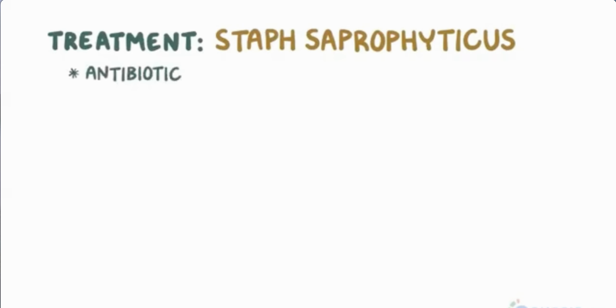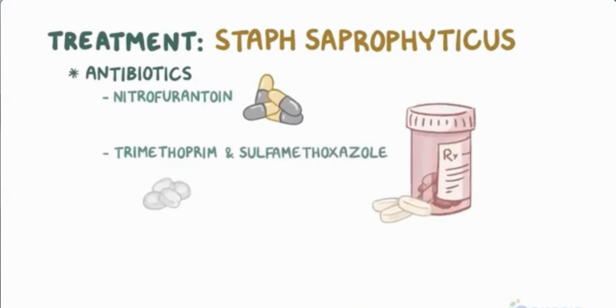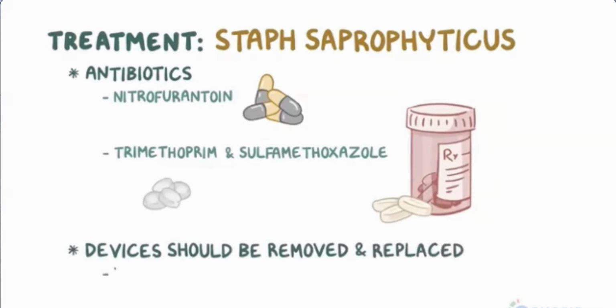Staph saprophyticus infections can be treated with antibiotics like nitrofurantoin, or a combination of trimethoprim and sulfamethoxazole. Additionally, indwelling medical devices should be removed and replaced when there's suspicion of biofilms.